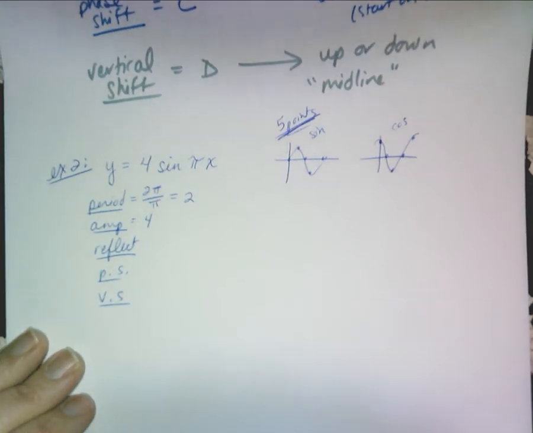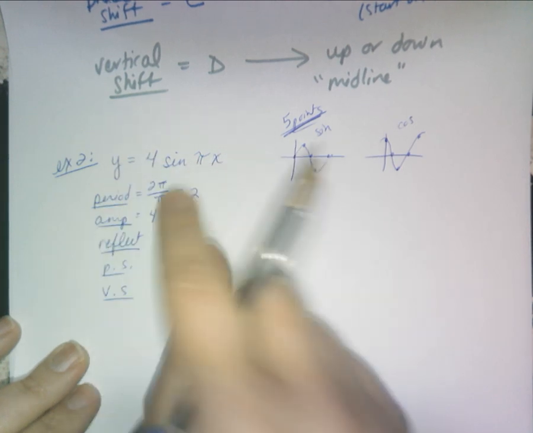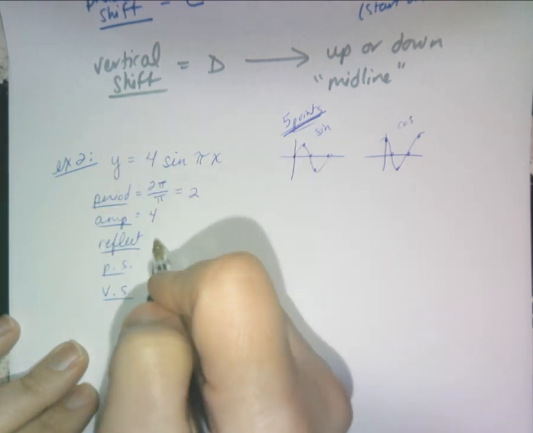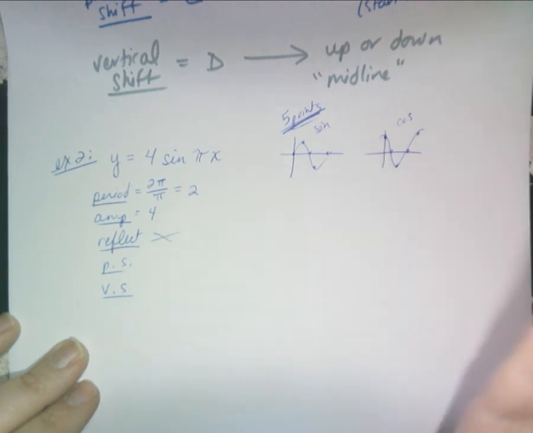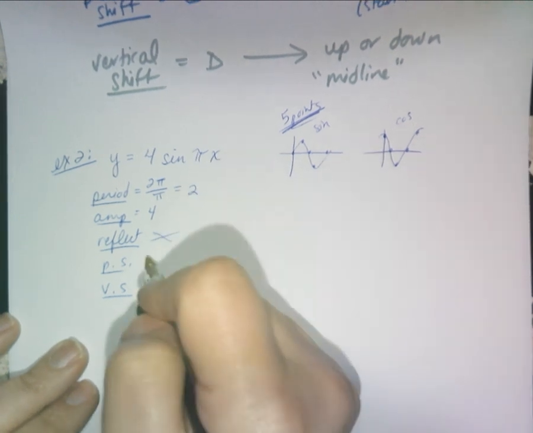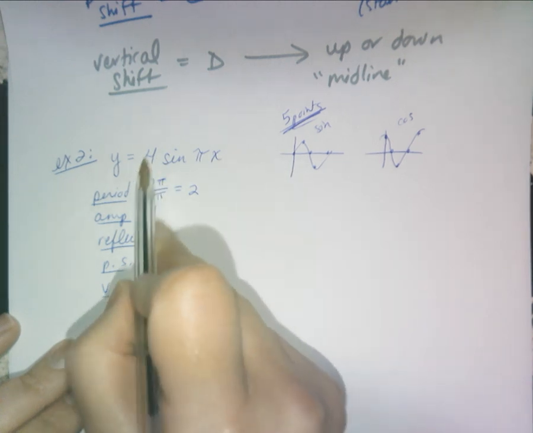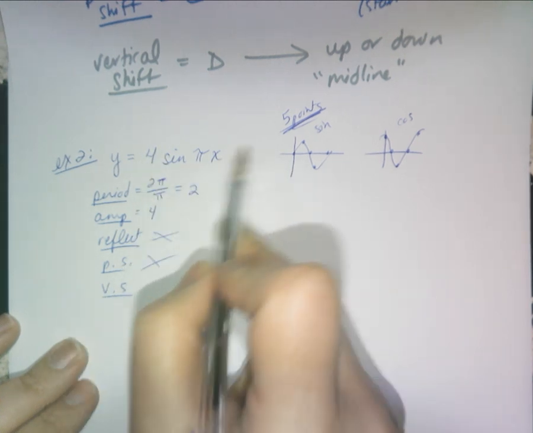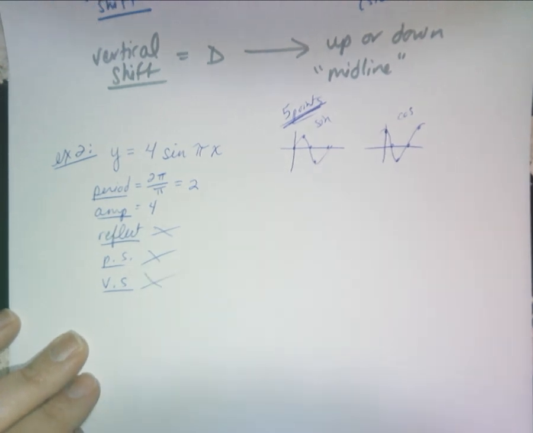So now, reflection. Is there any kind of reflection going on? No, there's no negative, so you don't even have to write anything there. Is there a phase shift? No, there's not really any C going on. Is there a vertical shift? Any number on the outside here? That number next to sine is our amplitude, but there's no number adding or subtracting, so there's no vertical shift. So this is really an easy one.